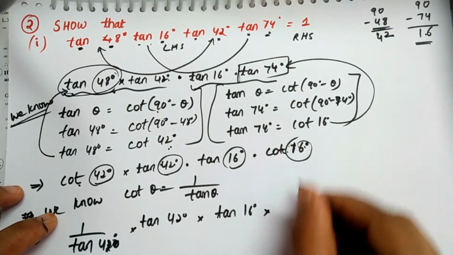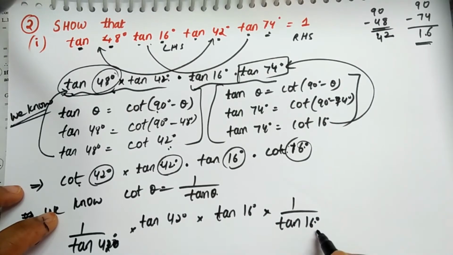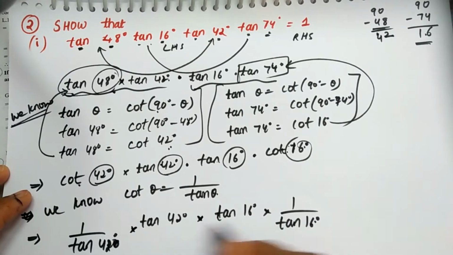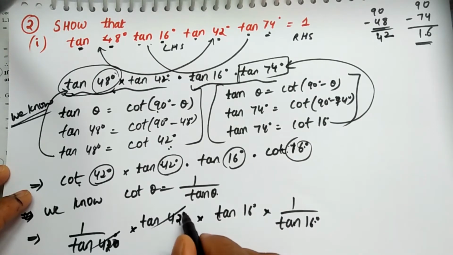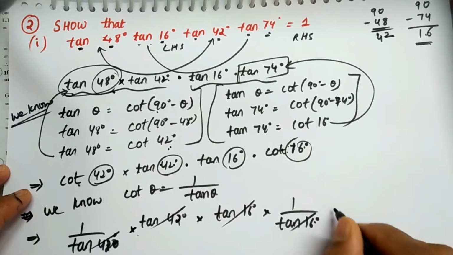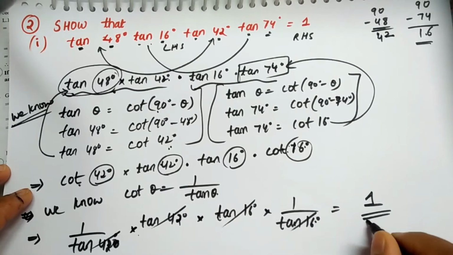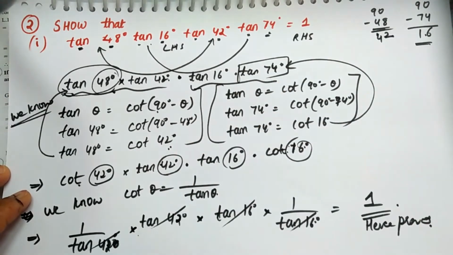Into, what we are doing, converting cot 16 degrees into 1 by tan 16 degrees, right? Now it's simple, since it's a multiplication. Tan 42 degrees and tan 42 degrees cancel, tan 16 and tan 16 cancel, and the answer is 1. So hence proved. LHS is equal to RHS. We just got the answer, right?